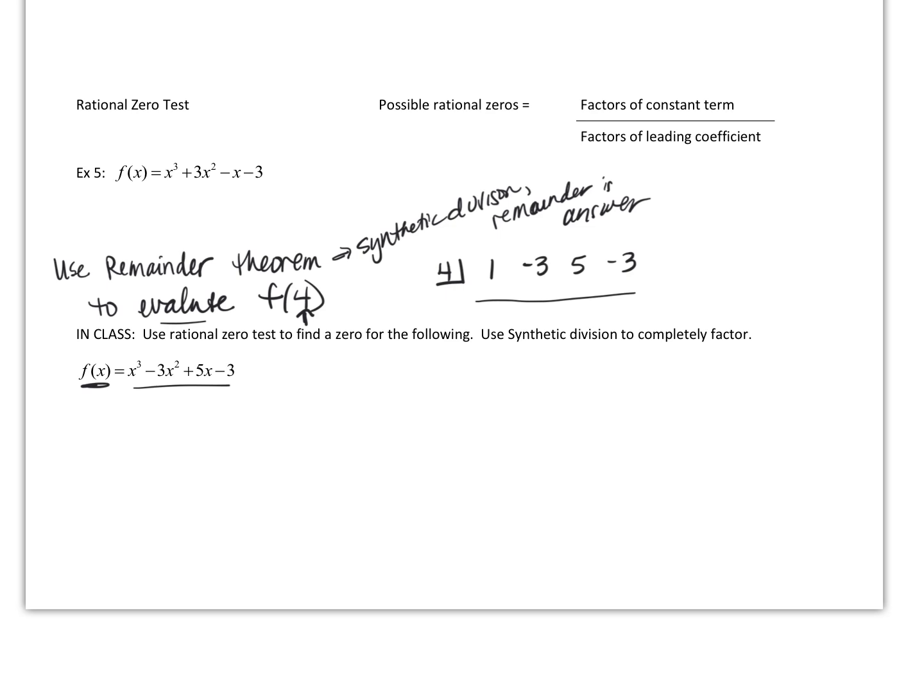Okay. And if you remember with synthetic, we just take that first number, bring it straight down, multiply, add. 1 times 4 is 4, 9 times 4 is 36, so that gives me 33. So my answer is the 33. So f of 4 equals 33. That's my answer. That's all it is.